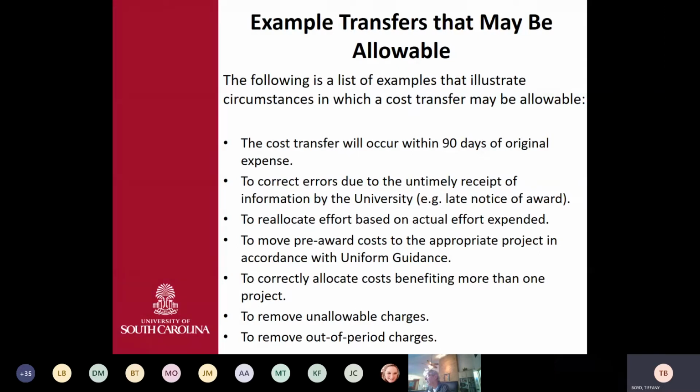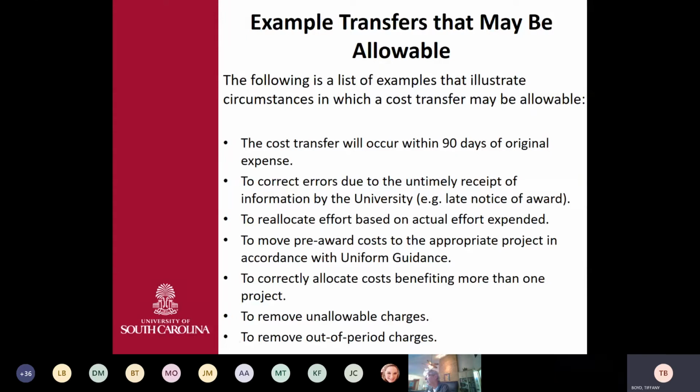If we need to move pre-award costs to the appropriate project in accordance with uniform guidance, or to correctly allocate costs benefiting more than one project. For example, let's say you purchase supplies that you're actually going to be using to support 3 or 4 projects that you're working on. It's absolutely 100% appropriate to allocate those appropriately to all 4 of those projects versus charging it 100% to just one. So that's another example where it would be perfectly allowable to cost transfer those expenses.